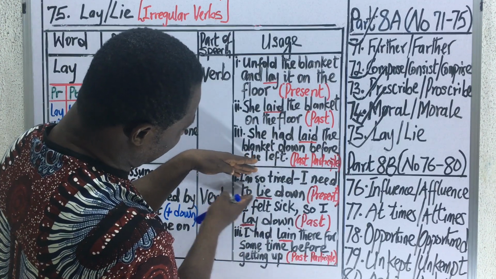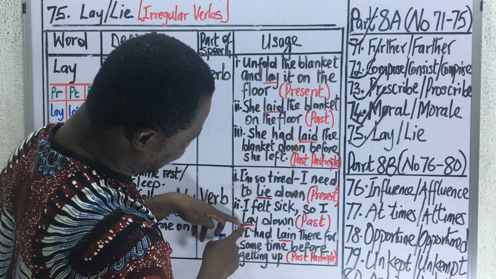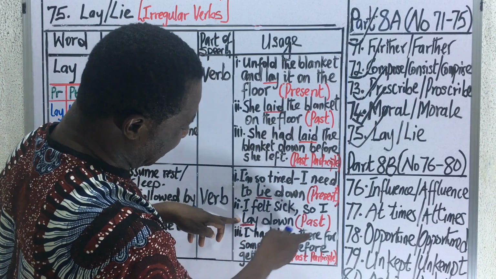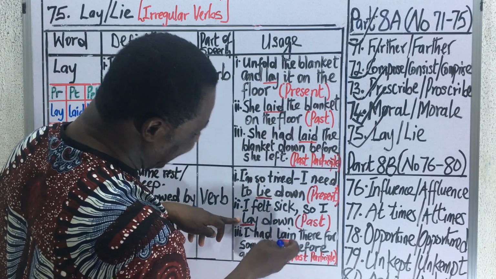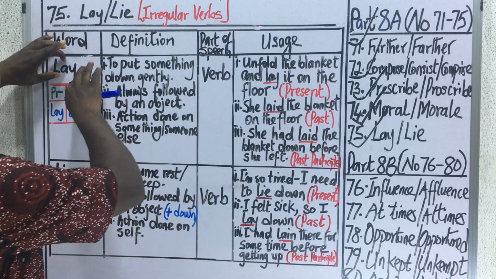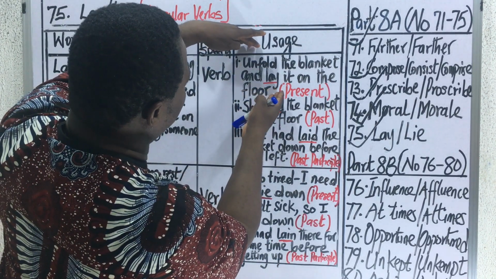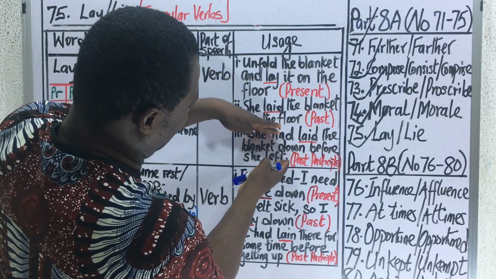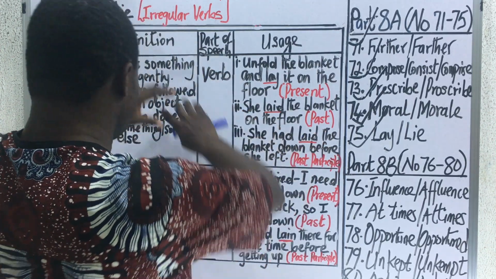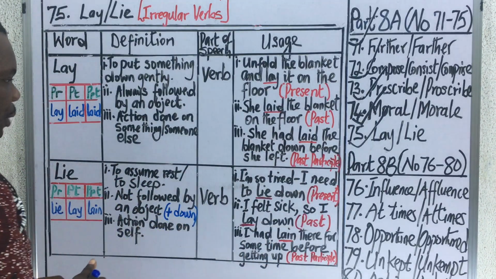In the present tense, you're going to have lie. In the past tense, you will have lay. And in the past participle form of it, you will have lain. Then as for lay, in the present tense form, you will have lay. In the past tense, you have laid. And in the past participle, you have laid. So this is how to use these words in expressions.